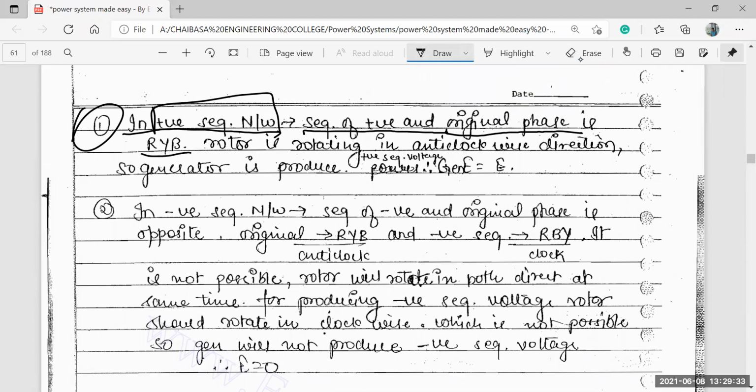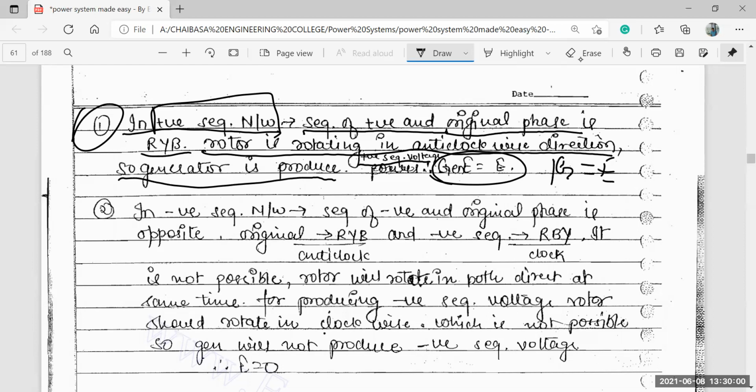Now the rotor is rotating in the anti-clockwise direction, so the generator will produce the positive sequence voltage, whatever is represented will be represented as E. If the rotor is rotating in the anti-clockwise direction, then this generator will produce positive sequence voltage equal to E, else it will not.